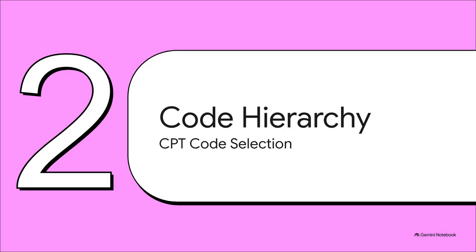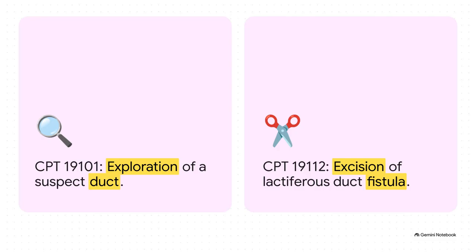Moving right along to Section 2, CPT Code Selection Hierarchy. Okay, the absolutely crucial distinction we need to make here is between exploration and definitive excision. CPT 19101 is the code used when the surgeon is just exploring a suspect duct. And similarly, you might see CPT 19110 pop up if they're exploring a nipple fistula through a sinus. But contrast that with CPT 19112. That code is for the definitive excision of a lactiferous duct fistula. It's the whole shebang. It addresses the disease state entirely, rather than just taking a look around.